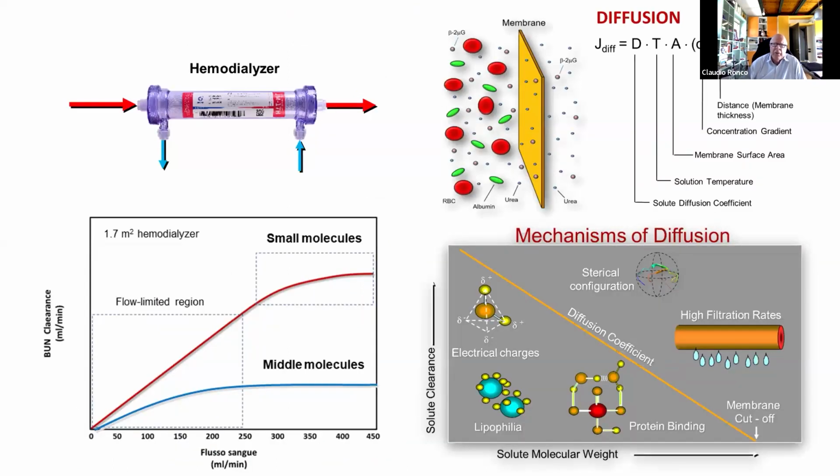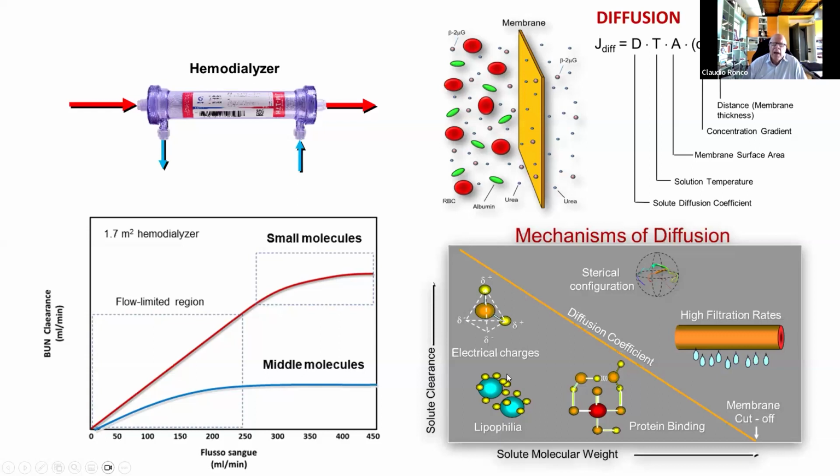Now, diffusion is one of the main mechanisms utilized in mass separation process by barrier, and you see that small molecules increase clearance significantly when you increase blood flow, while middle molecules remain fairly stable and plateau quite early. The reason for this is that the diffusion coefficient for molecules tends to decrease significantly as solute molecular weight increases. And in case of protein binding, electrical charges, or lipophilic structure, there might be further reduction in the diffusion coefficient.